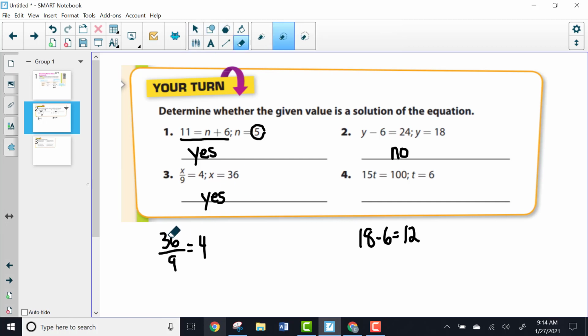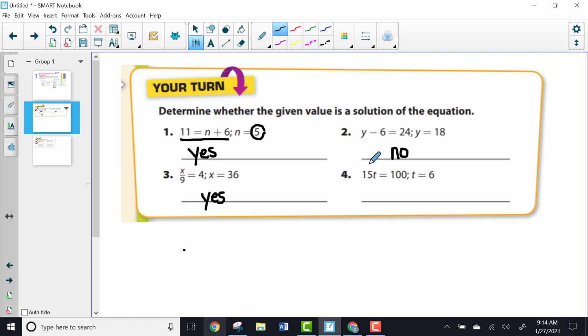Now the last one we're going to look at, let's look at number 4. Remember, whenever there's a number next to a variable, that means a multiplication. So they're saying 15 times t equals 100. Now, they're saying 6, would that be a solution for this equation? And what we could just simply do is 15 times 6. We know that gives us 90, not quite 100. Okay, so 6 would not be a solution to this problem here. So we would just simply write no.